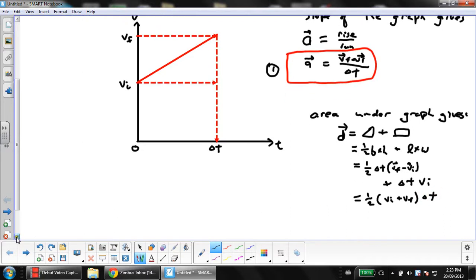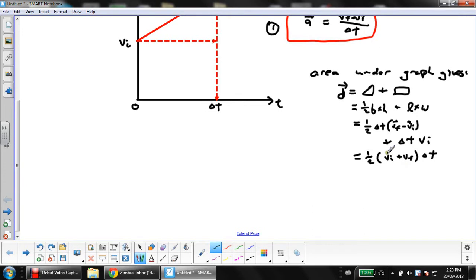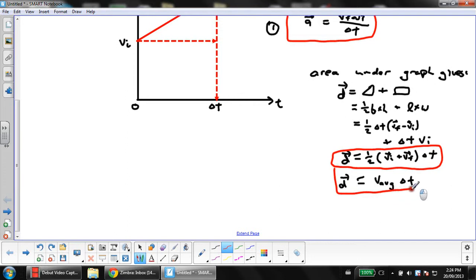And anytime I add two things together and divide by 2, that's usually how we get an average of two numbers. So I will simplify that one more time and say displacement equals V average delta t. Put vector signs on there, and I'm going to put a box around these separately. Sometimes it's easy to find the average V, and sometimes it's not. I'm going to call this equation number 2.